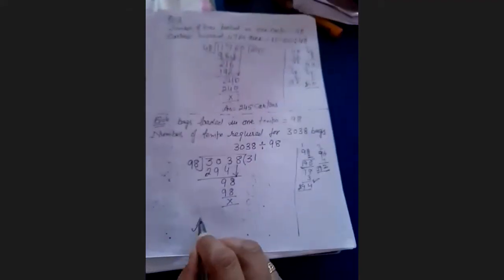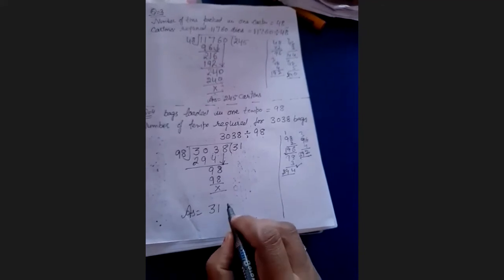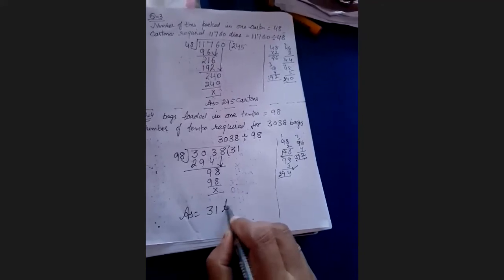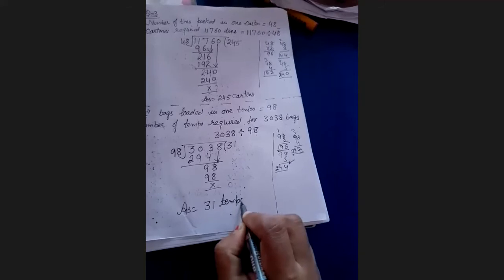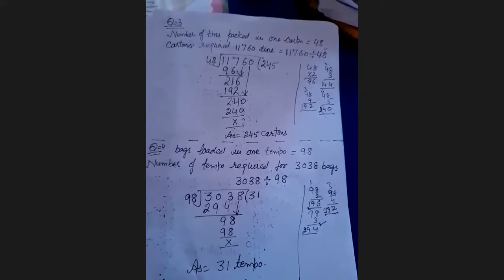So to load 3038 bags of wheat, we require 31 tempos. The answer is 31. So, students, this is the third and fourth question of exercise 18.